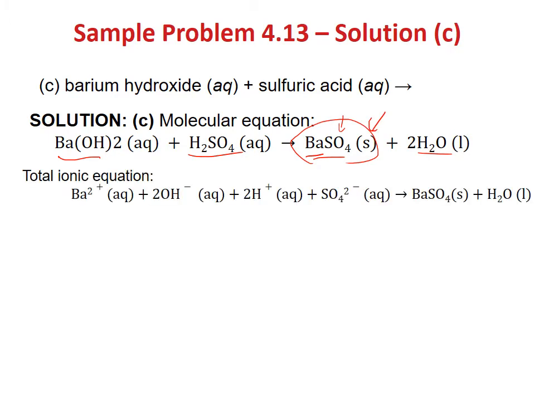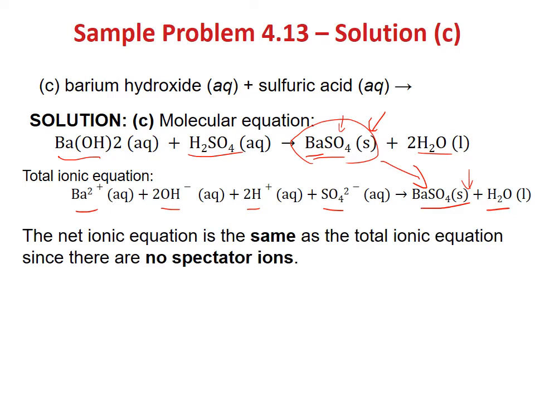So here is the total ionic equation. The reactants are all strong electrolytes. They ionize into ions, but the salt, the product, is kept as the formula barium sulfate. That's a precipitate. And water is a weak electrolyte, so you keep it as a formula. So you can see there's no substance in this equation that is unchanged before and after the reaction, and therefore there's no spectator ion. And because there's no spectator ion, the net ionic equation is the same as this total ionic equation, and there are no spectator ions.